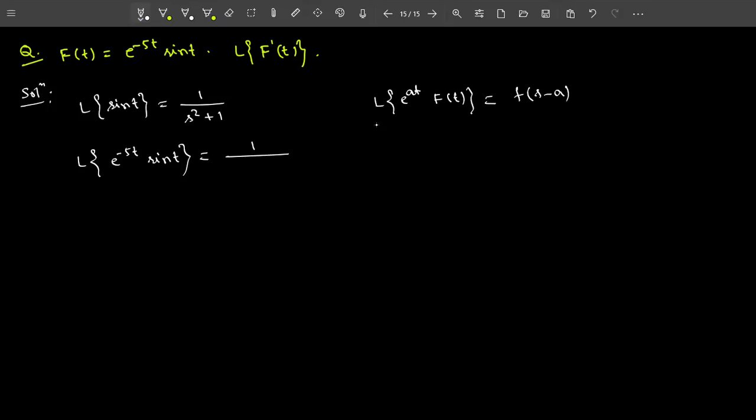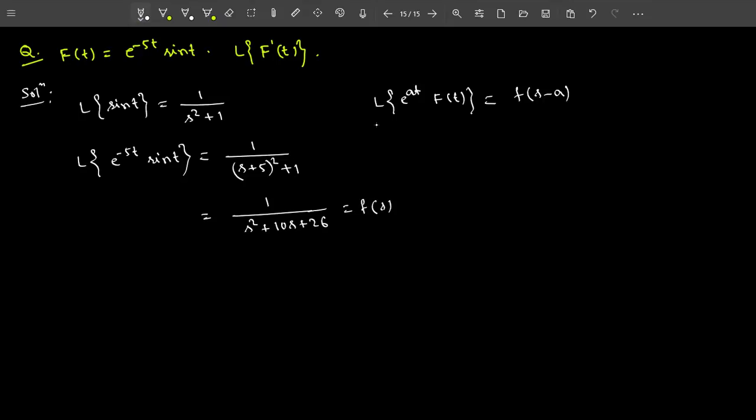And here a is equal to minus 5. That means in place of s, you have to write s minus minus 5. That means s plus 5. So (s plus 5) whole square plus 1. Okay, so this is equal to 1 by (s square plus 10s plus 26). Clear? So what is this? This is the F of s. Okay, this is your F of s.